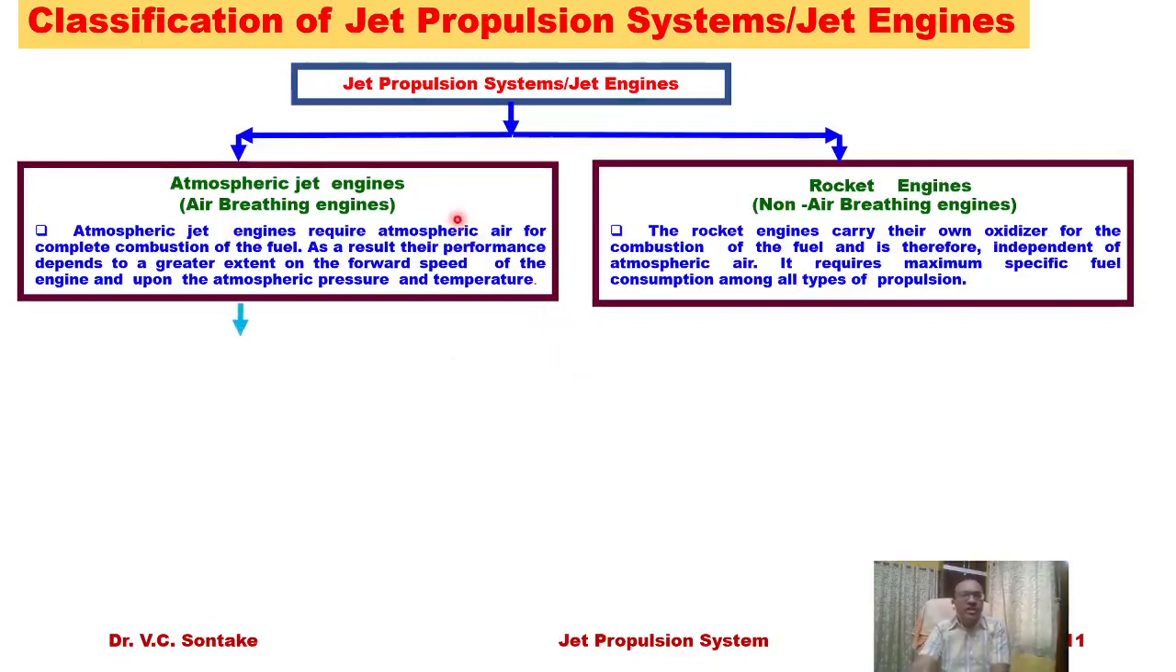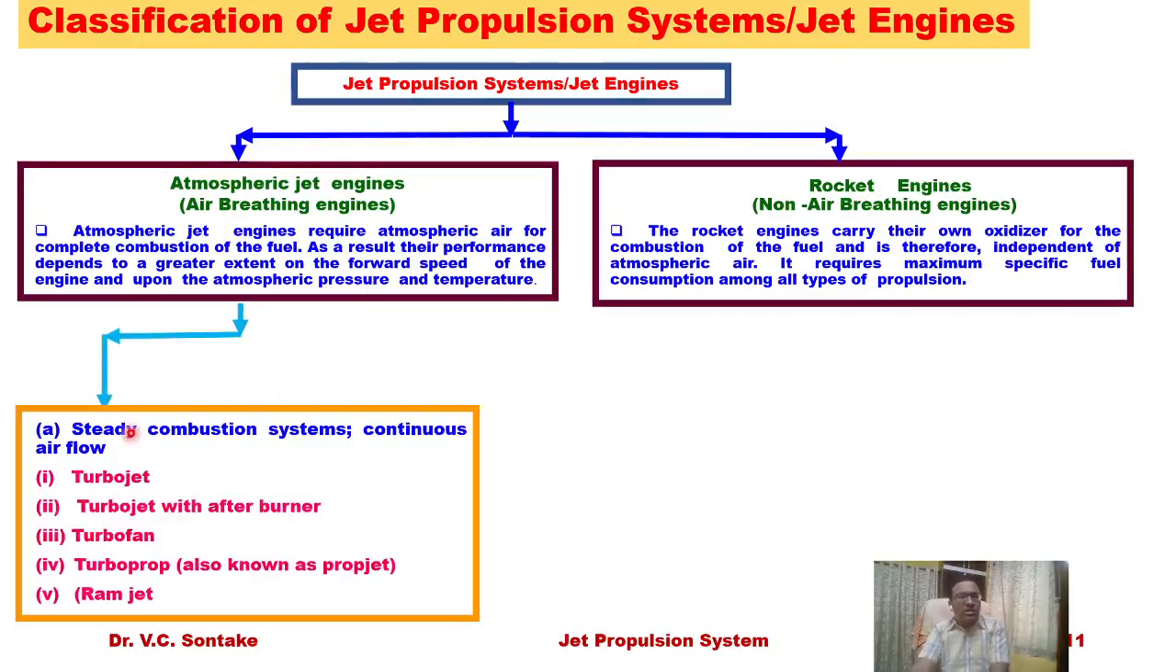Now atmospheric jet engines are further classified as, number 1, steady combustion systems. In this system there will be continuous airflow and combustion will be continuous. There are different types of steady combustion systems: turbojet, turbojet with afterburner, turbofan, turboprop, also known as propjet, and ramjet.